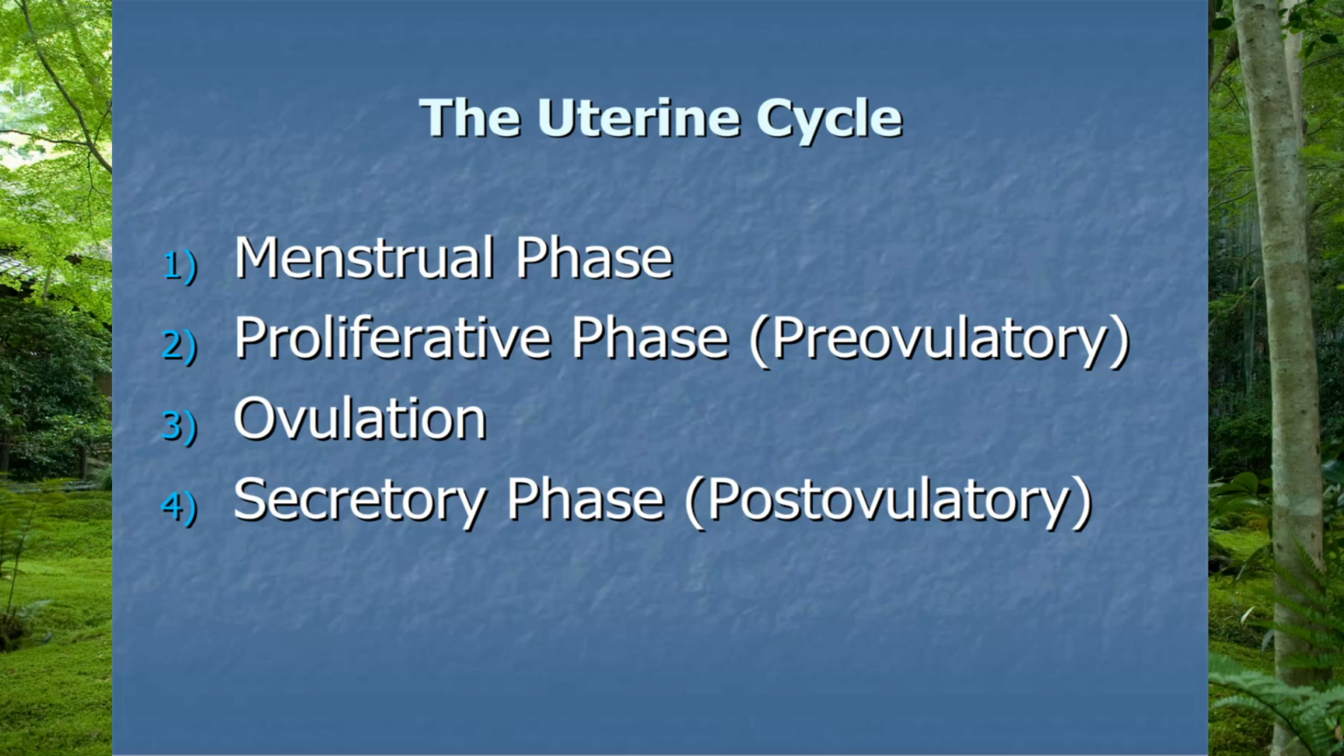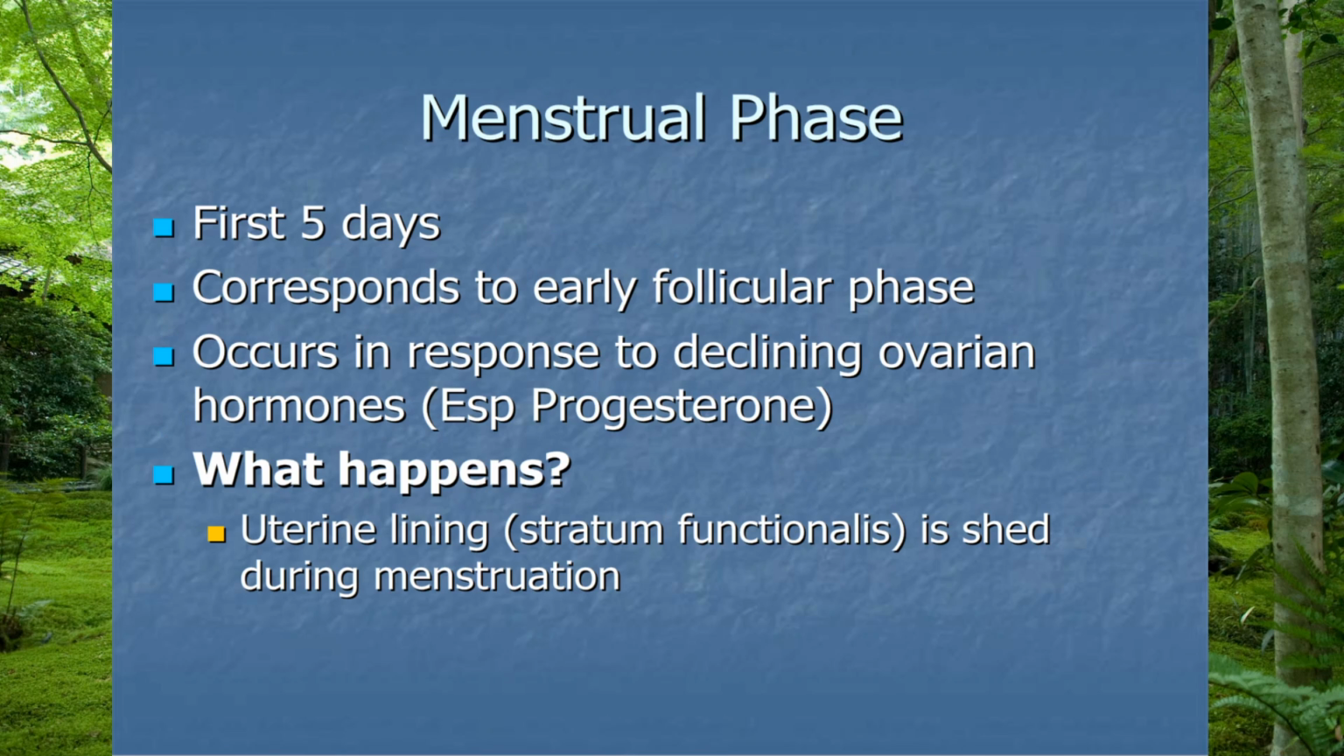The first phase of the uterine cycle is called the menstrual phase, and this corresponds to days 1 through 5 of the 28-day cycle. And within the ovarian phase, it corresponds to the earlier follicular period. And basically, menstruation is the shedding of the uterine lining, more specifically the stratum functionalis. And this happens because we have declining levels of ovarian hormones, especially progesterone.